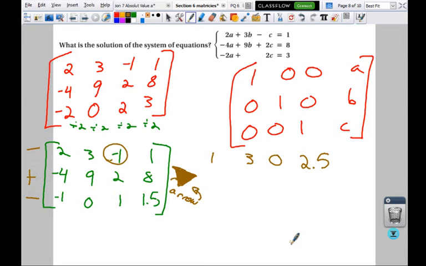And then I'm going to have negative 4, 9, 2, and 8. And then, negative 1, 0, 1, and 1.5.